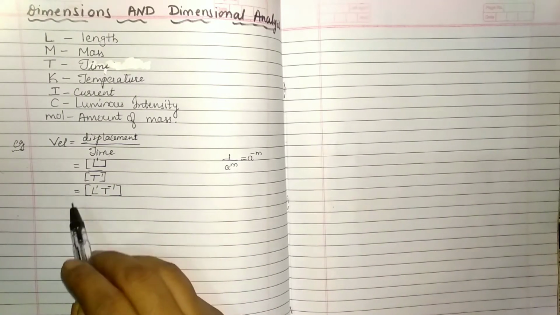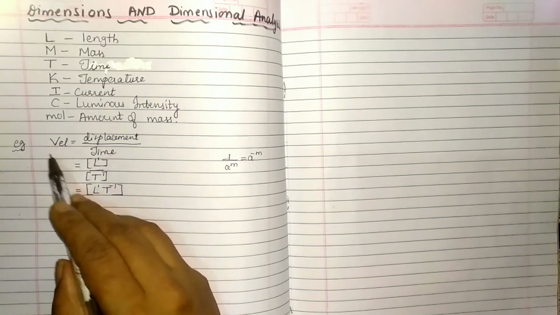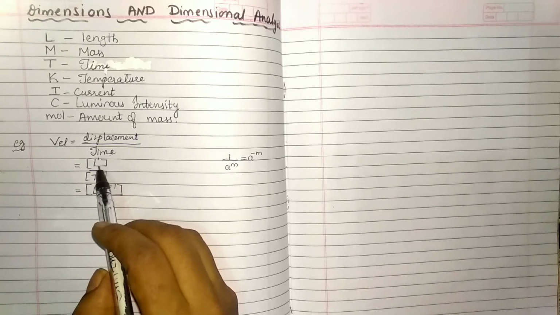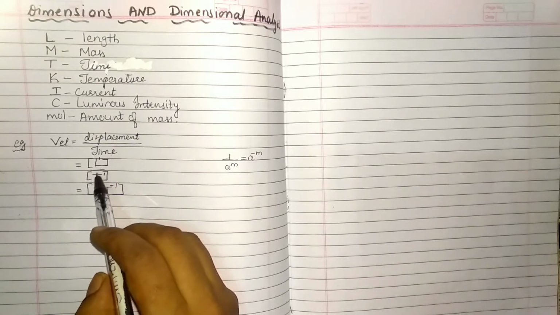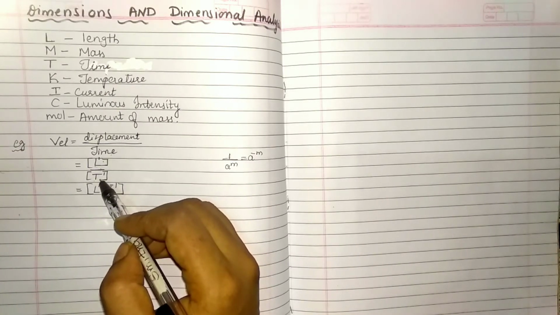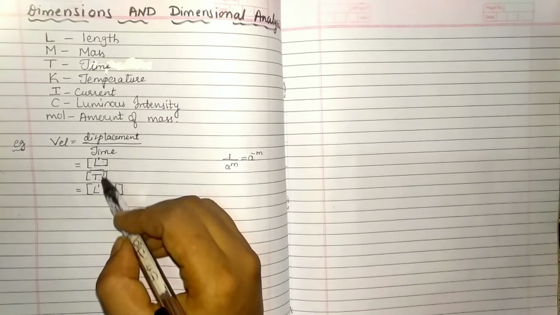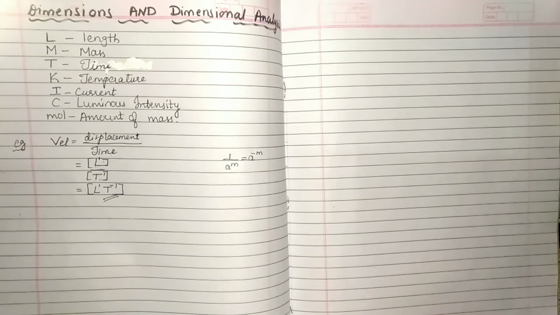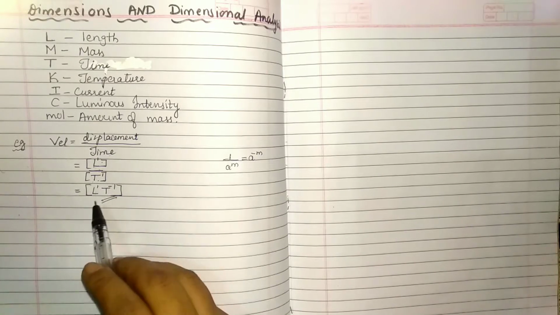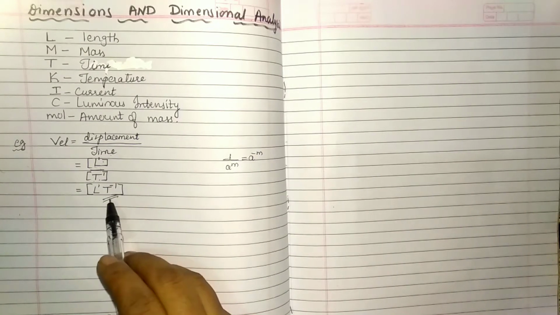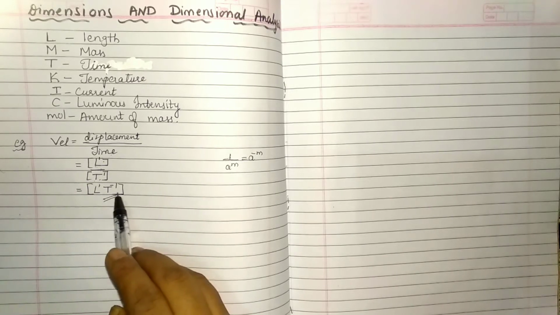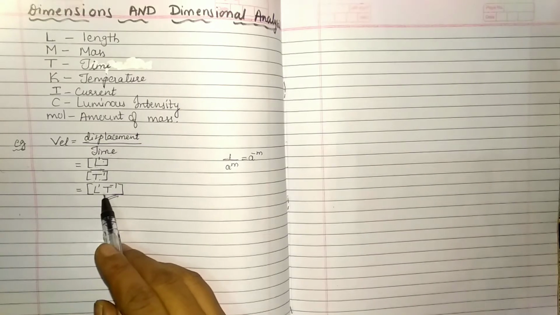So when we represent any derived quantity, that is velocity, with the appropriate powers of symbols of the fundamental quantities, length is fundamental, T is fundamental, then such an expression is called dimensional formula. So remember, the dimensional formula must be expressed in square brackets and no commas are written between any of the symbols. Means you can't use any comma over here.